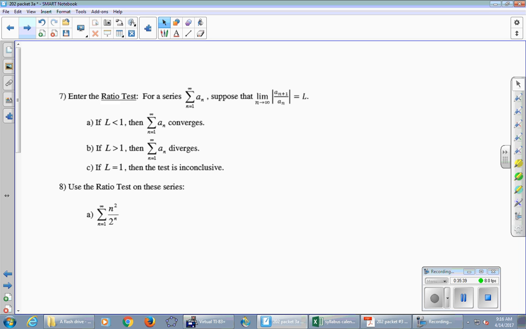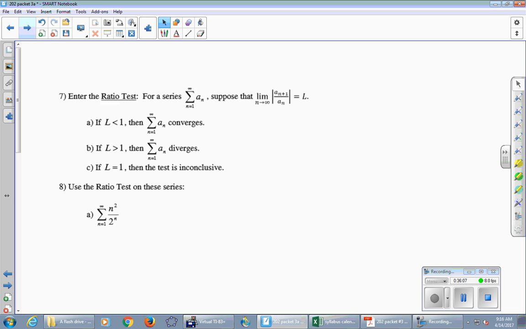We're not comparing to a second series that we pull out of a hat. This is just a single series. And we do this limit as n goes to infinity of that ratio, and we're going to call the answer L. Based on what we get for L, we're going to make conclusions about the original series, whether it converges or diverges. It says if L is less than 1, then the series converges, and that's it. If L is greater than 1, the series diverges, and that's it. So the magic is just finding that L.